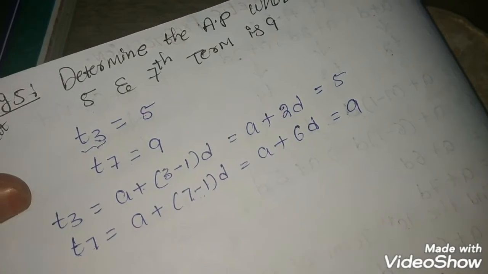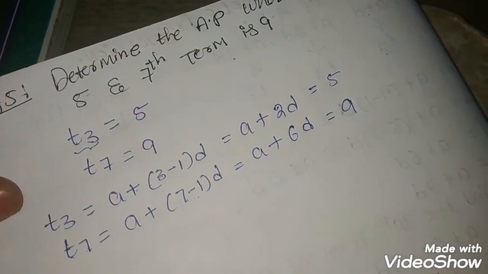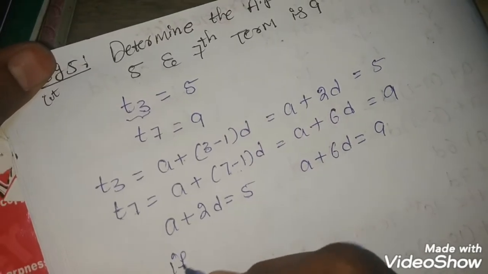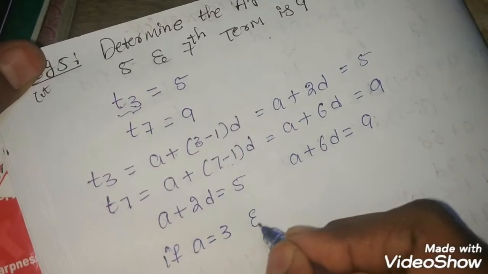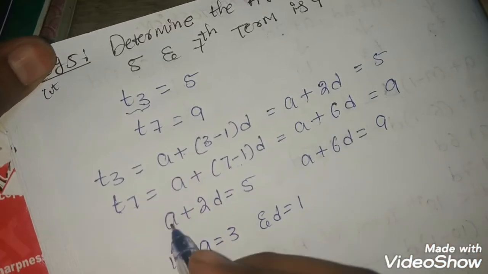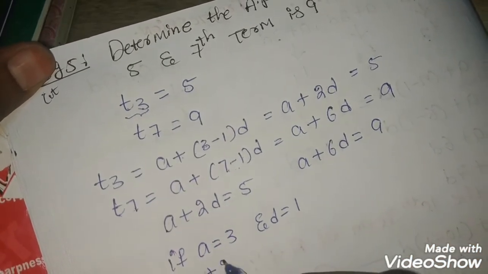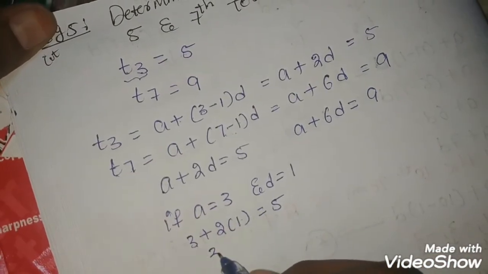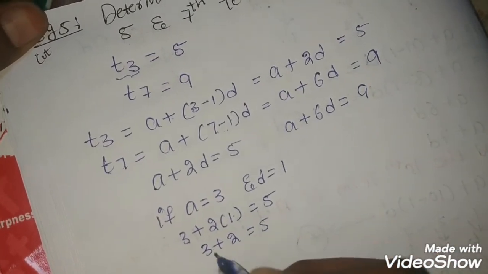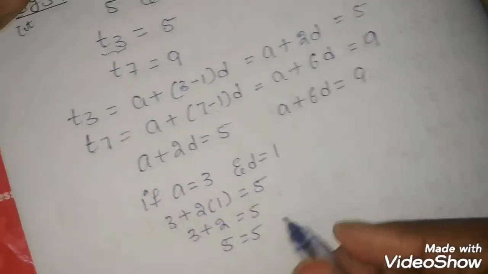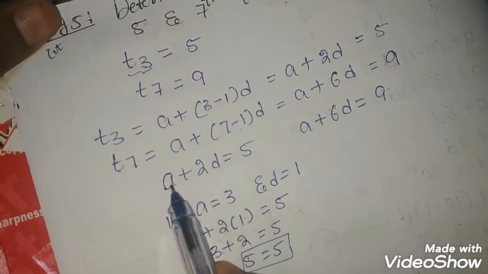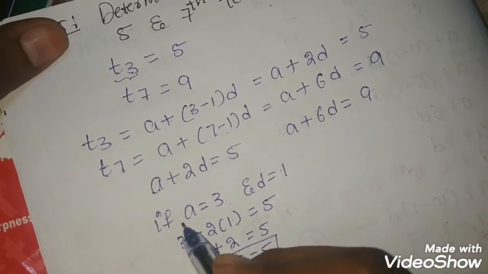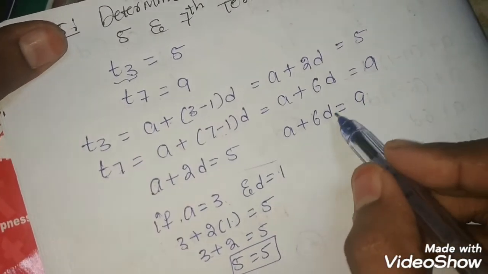So solving the pair of linear equations 1 and 2, we get A is equal to 3 and D is equal to 1. Then what do we get here? A is 3 plus 2 into 1, that is equal to 5. 3 plus 2 is 5, equal to 5. So if they are equal, then A is 3 and D is 1 is correct. Okay, you have to take the same A and D values here also.